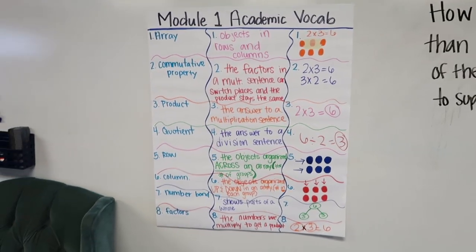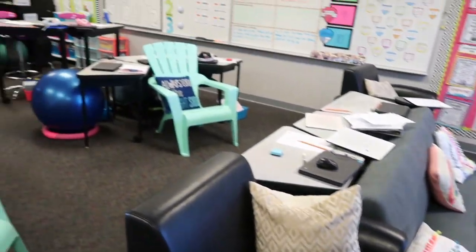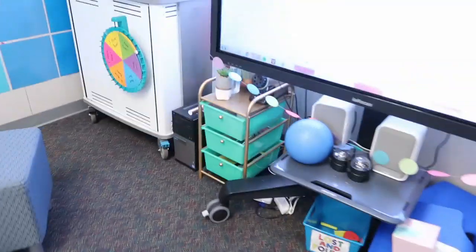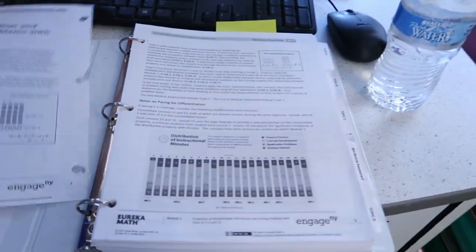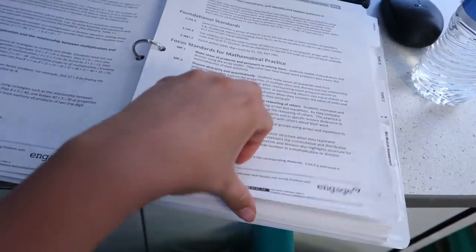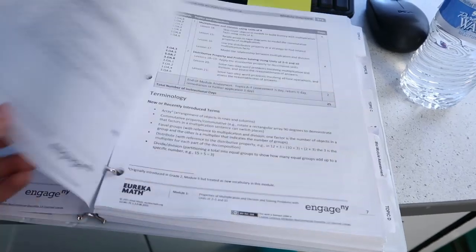If you're wondering where these words came from, I'll just walk you guys over and show you. Don't mind the mess. Also, with flexible seating, this is kind of what it looks like with the kids' stuff here. There's just stuff everywhere, and that's okay. So in the Engage New York binder, in the beginning, in the module overview, there is a list of terminology.